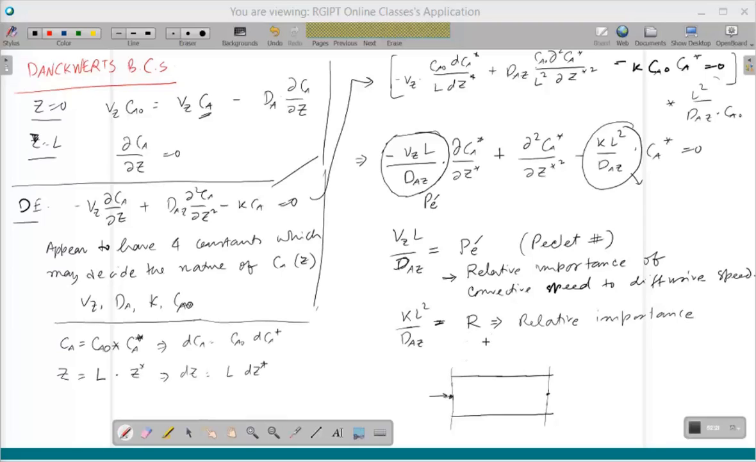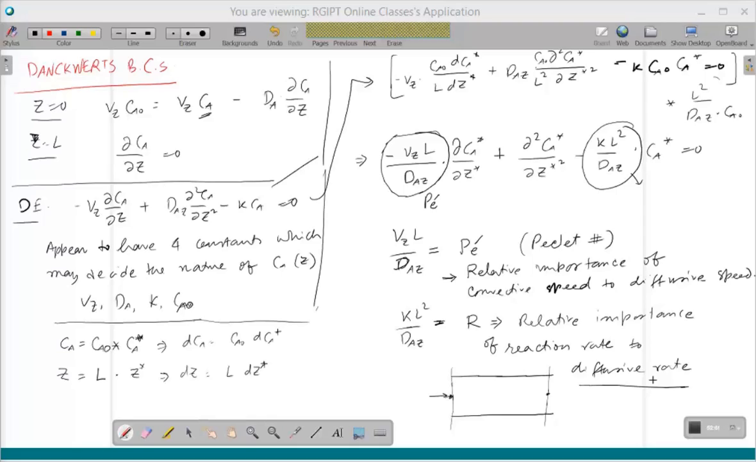Importance of reaction speed, reaction rate, and diffusion rate. How fast diffusion occurs versus how fast reaction occurs. These two numbers reflect two different kinds of relative importance.